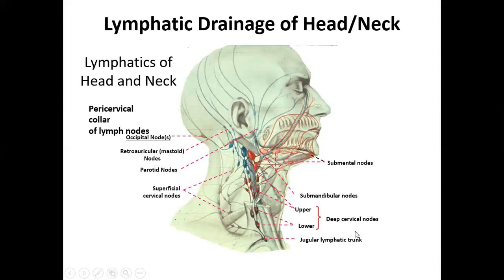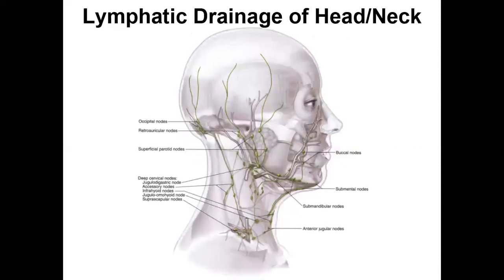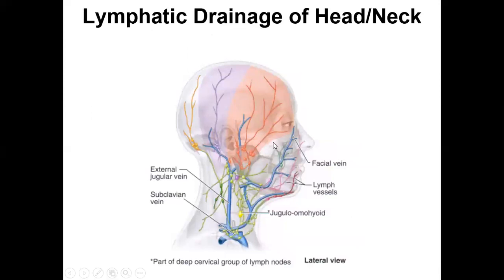Superficial cervical versus deep cervical. So cervical meaning neck, so it's the nodes that are superficial in the neck versus the nodes that are deep in the neck, and how you have upper and lower deep ones. And then the jugular lymphatic trunk, which I believe I learned is like the right lymphatic trunk. So there we go.